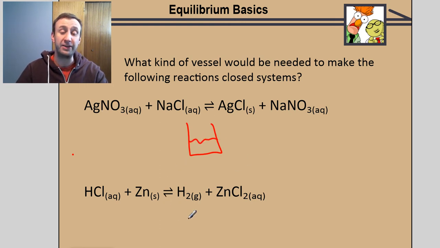If we take a look at this system, it has a gas in it. Because I have a gas present, this would actually have to be fully closed. So I would need something that has a stopper on it or a cover that would prevent the gas from escaping, and that would be necessary for it to be a closed system. Essentially, all I mean when I say closed system is that there's no way for reactant or product to come in or to leave. What I have is what I have, and that's it.